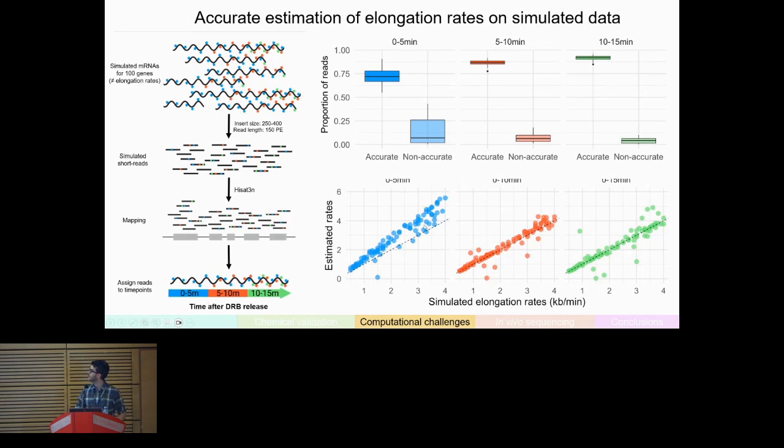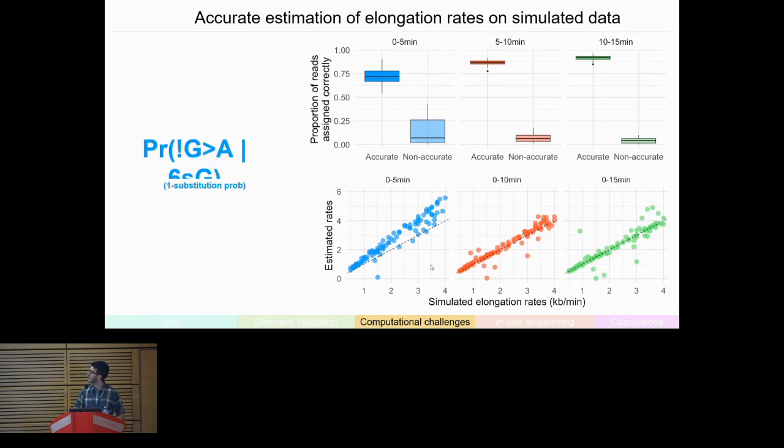As you can see, the first time point, the first minute, is not as good as the other ones, and we think we can correct for that. Basically, the problem we're having here is that some of the 6SGs or 4SUs that are there are not getting a nucleotide substitution, so we're misclassifying some reads. But we will account for that, maybe using software like GRAND-R, which is actually the next talk.